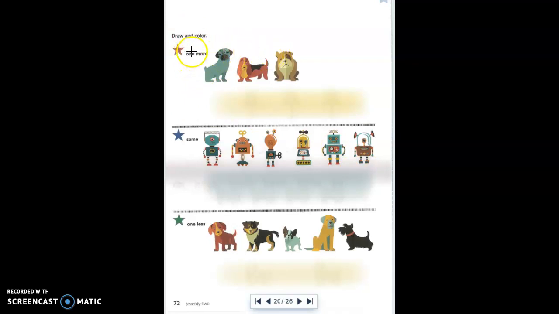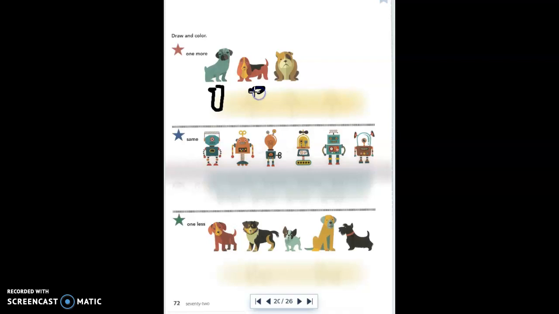So by the red star, we have dogs. We have 3 dogs, and they want us to draw a group that is one more. So we're going to draw one more. With this, they want us to draw bones. So I have 3 dogs. So if I want one more bone than dog, I would have to draw 4 dog bones.